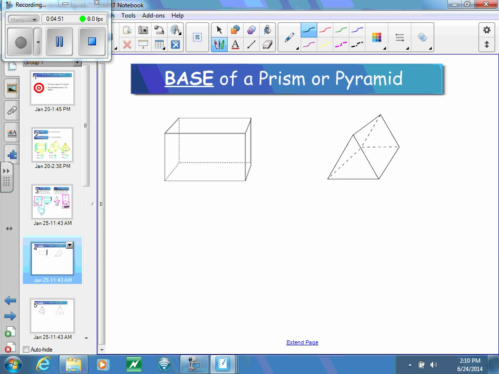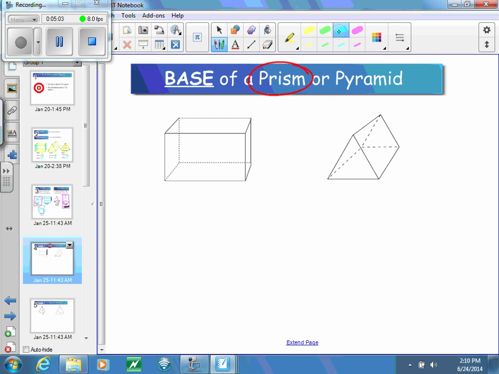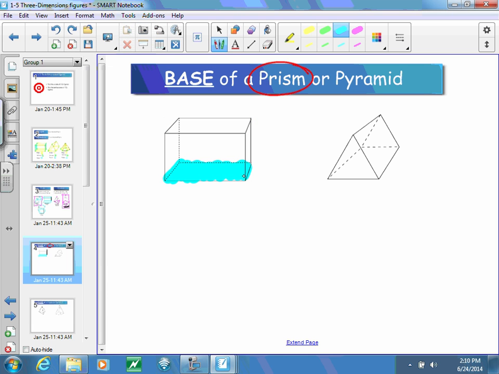And so here I have 2 examples of 2 prisms. The reason they're prisms is because they have the 2 faces that are parallel to each other. When I'm talking about the base, I need to pick one side, but the opposite side is the exact same thing. So if I look at this rectangle, I know that the opposite side of it is identical to it.